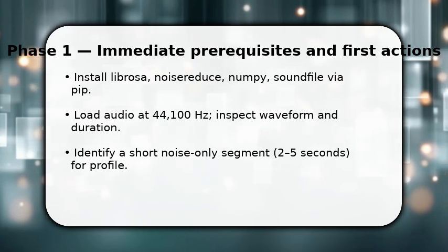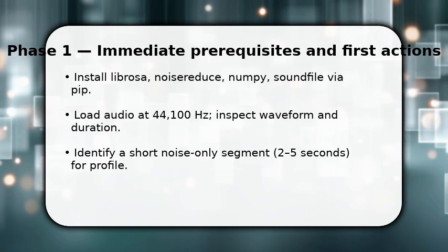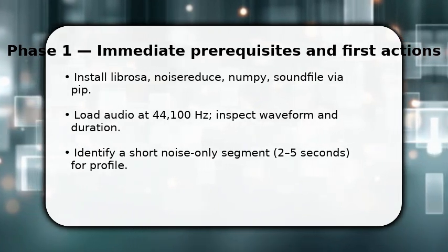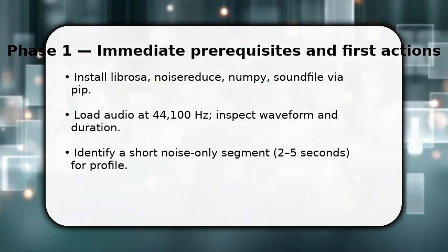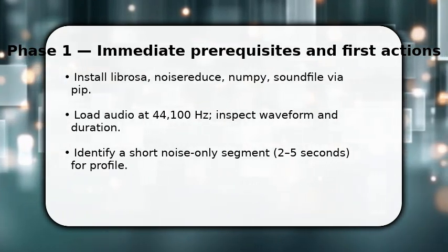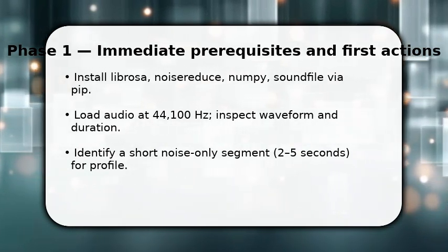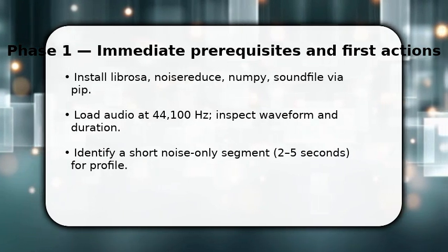Enjoy the video. You start by installing LibROSA, NoiseReduce, NumPy, and SoundFile, then load your WAV or MP3 into Python. Use LibROSA. Load with SR equals 44,100 to keep quality consistent. Once loaded, plot or inspect the waveform and listen to a couple of seconds to find a noise-only region.